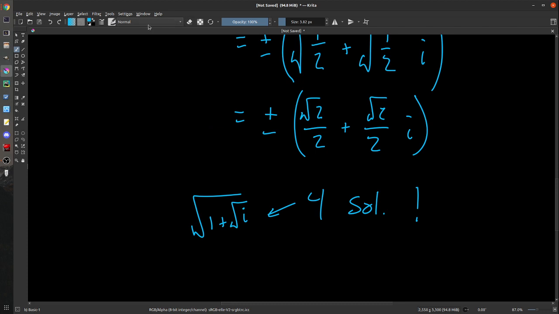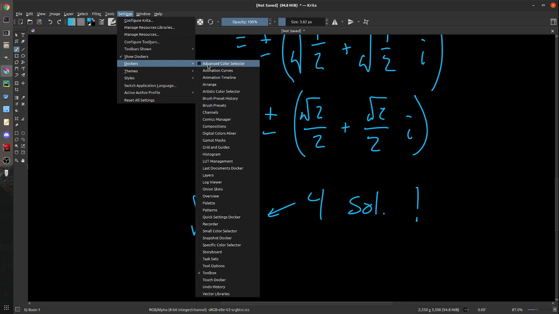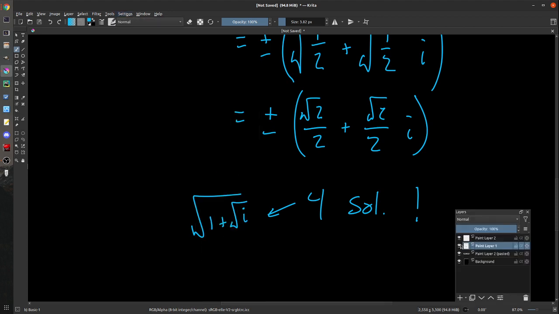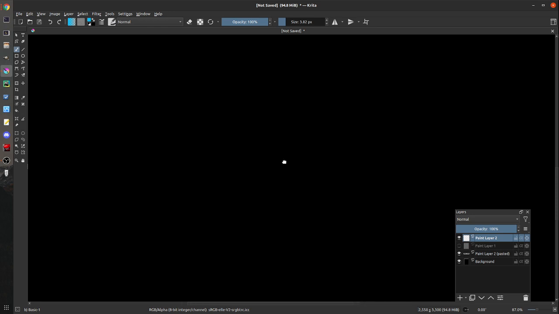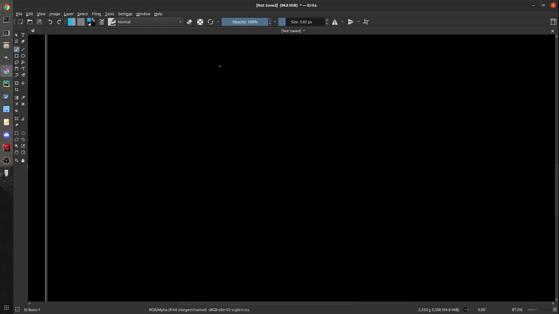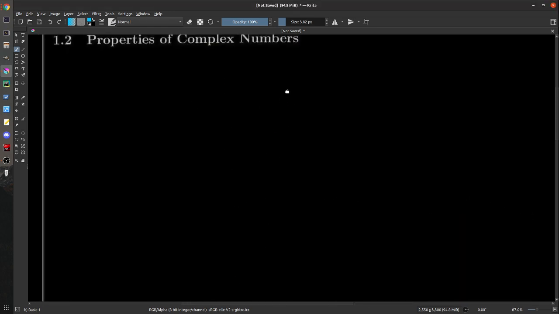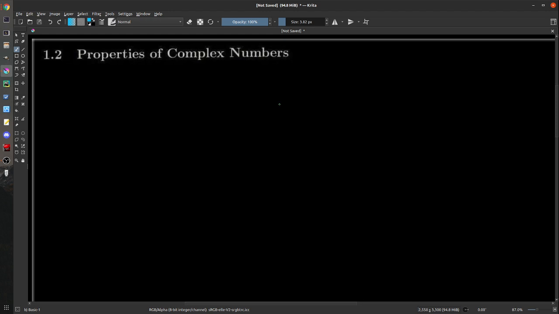All that stuff aside here, let's get that out of the way. We can probably jump into today's stuff. Let's see. Where did I put that? Layers. Okay, so I'll throw that layer away, and I'll get rid of this. Okay, and let's start talking about some properties of complex numbers.